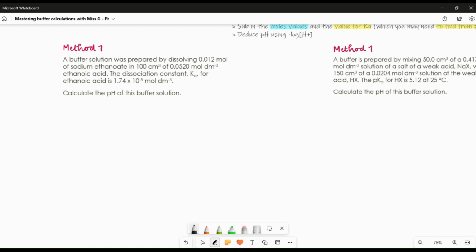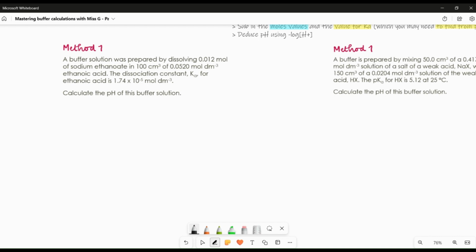So a buffer solution was prepared by dissolving 0.012 moles of sodium ethanoate in 100 centimetres cubed of 0.0520 mole per decimetre cubed of ethanoic acid. The dissociation constant Ka for ethanoic acid is 1.74 times 10 to the minus 5 moles dm to the minus 3. We've been asked to calculate the pH of this buffer solution.